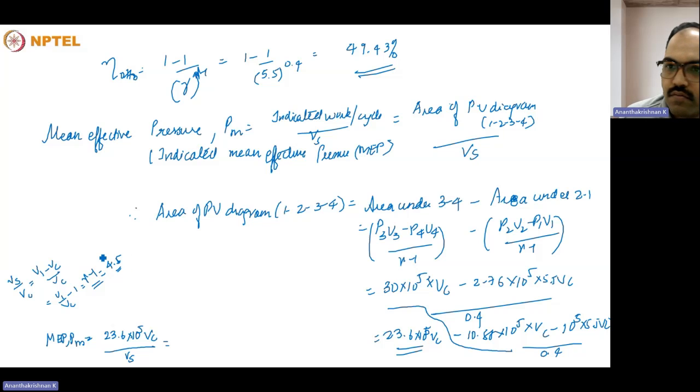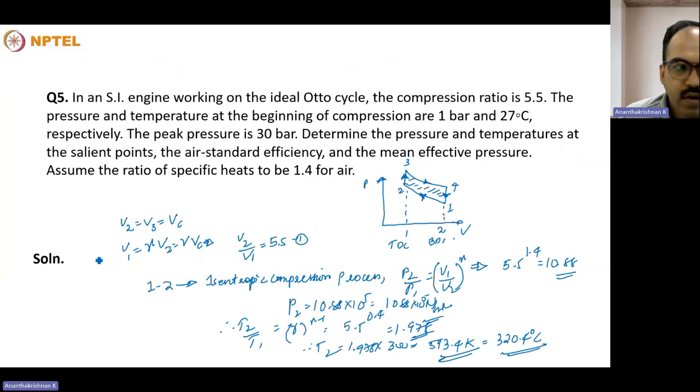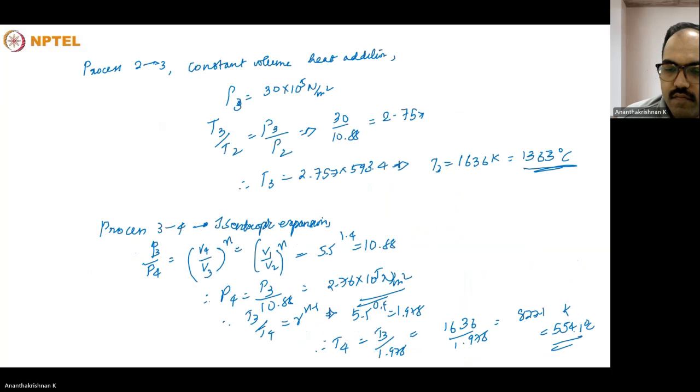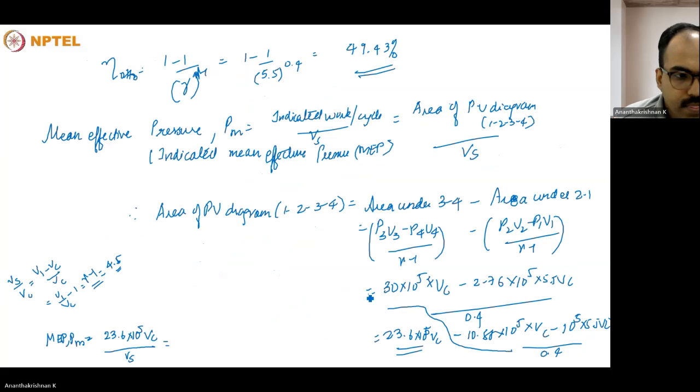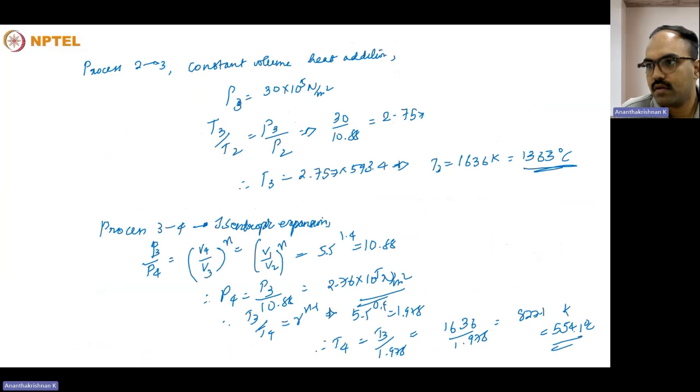Compression ratio is 5.5. This will be equal to gamma minus 1. That will be equal to 4.5. This will be giving us 5.24 bar. That is the mean effective pressure.